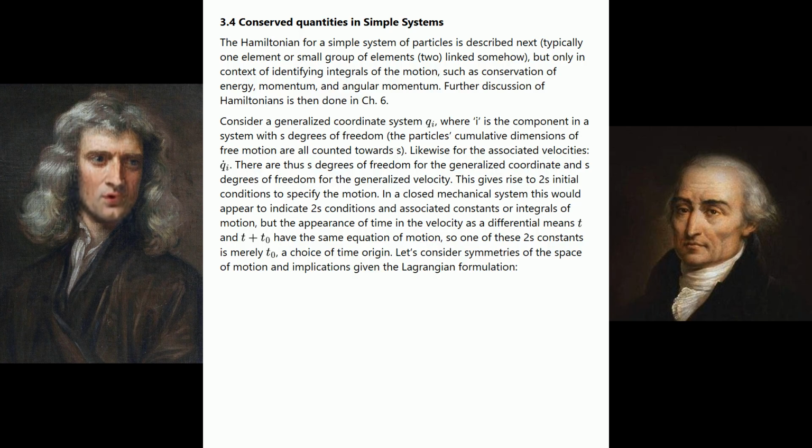Consider a generalized coordinate system q sub i, where i is the component in a system with s degrees of freedom. The particle's cumulative dimensions of free motion are all counted towards s. Likewise for the associated velocities, q dot sub i. There are thus s degrees of freedom for the generalized coordinate and s degrees of freedom for the generalized velocity. This gives rise to 2s initial conditions to specify the motion.